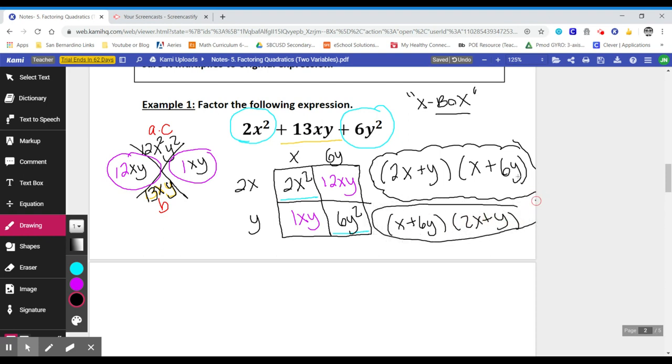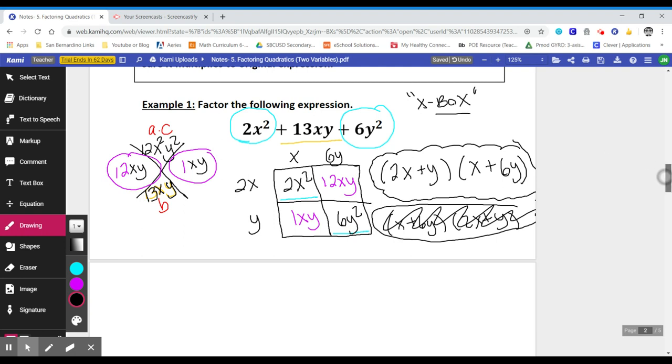So these are your answers. Whichever one you decide to do, that would be the final factored form. And you could always multiply it out and see if it gives you the original problem. And if it does, that means that you got the answer correct. So you can always go ahead and check your work every single time.